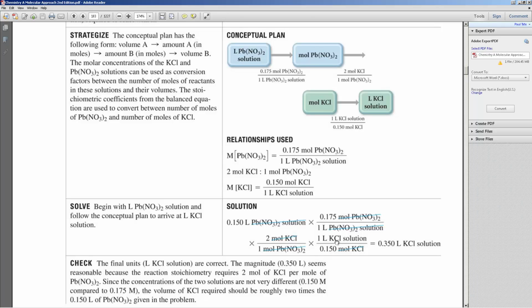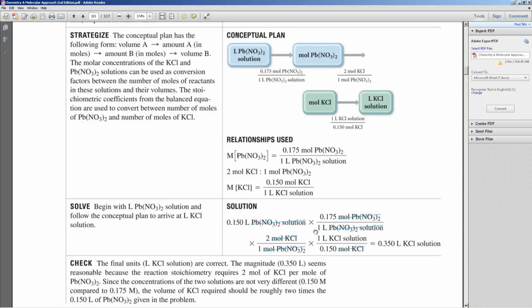We're given a concentration of KCl, but notice here, the real concentration is moles per liter, but because I like to focus on conversion factors, we're actually using the inverse of the concentration, because now we need moles of KCl to cancel out, and we need volume to be left, and so it goes on top. And so the solution is 0.35 liters of KCl.